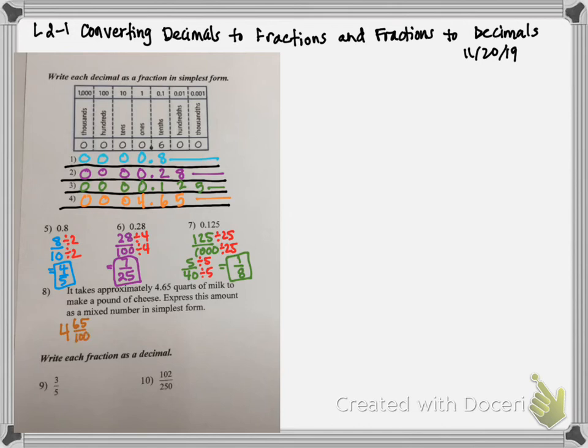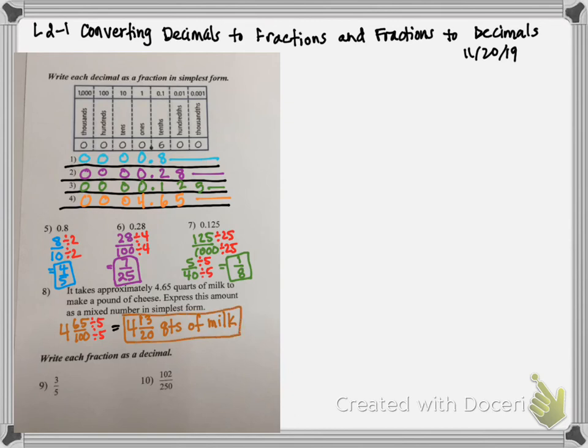Now, I notice that 65 and 100 both end in 5 or 0. That means that they're both divisible by 5. So 4 is still 4. Now, let's see. 5 goes into 65: it goes into 6 once with 1 left over, and into 15 3 times. And 5 goes into 10 twice and into 0 0 times. And what I get is 4 and 65/100 quarts of milk is the same as 4 and 13/20 quarts of milk. Okay? This isn't that bad, is it?